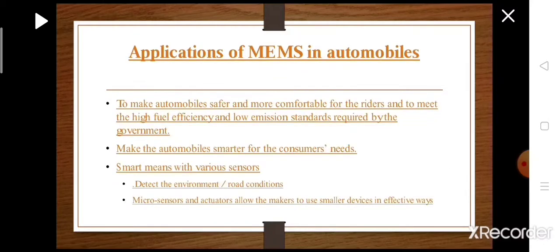Next one is the application of MEMS in automobiles. To make the automobile safer and more comfortable for riders, and to meet the high fuel efficiency and low emission standards required by the government. Make the automobile smarter for the consumer's need. Smart means with various sensors that are used to detect the environment or road conditions. The micro sensors and actuators allow the makers to use smaller devices in effective ways. So these are the applications of MEMS in automobiles.